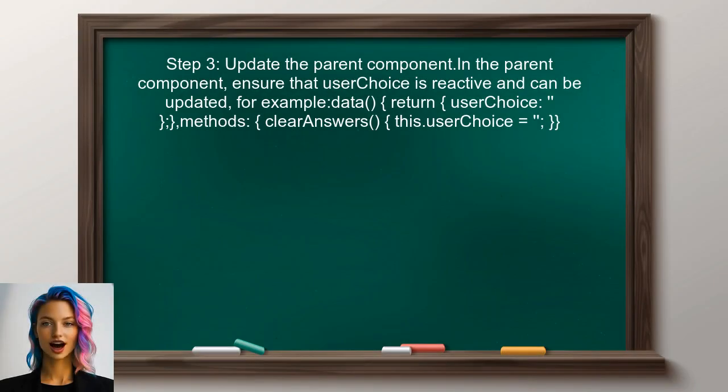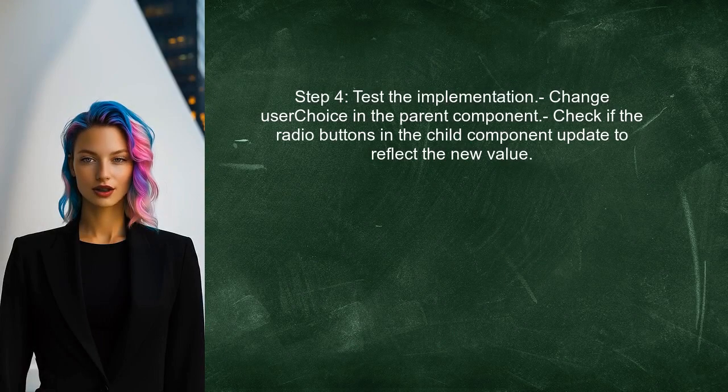Now, the user should handle the scenario where the parent component updates the user choice. This will ensure that the child component reflects any changes made by the parent. Finally, the user should test the implementation. They can do this by changing the user choice in the parent component and observing if the child component updates the radio buttons accordingly.